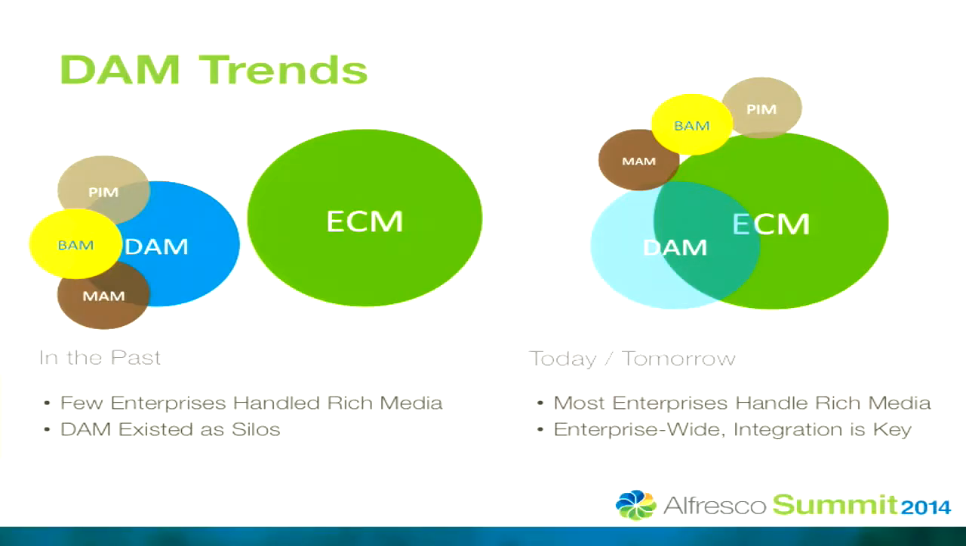So what about the ecosystem and market, things happening around digital asset management? Well, in the past, we didn't have a lot of enterprises necessarily dealing with loads of rich media. For one reason, it was expensive to produce, and they just didn't have a lot of need for it in the past. So as a result, we often found that digital asset management systems in organizations existed as these silos, often many of them in a single organization.